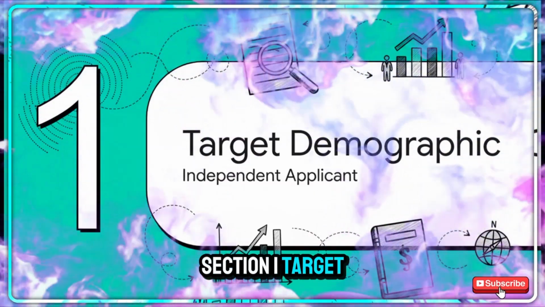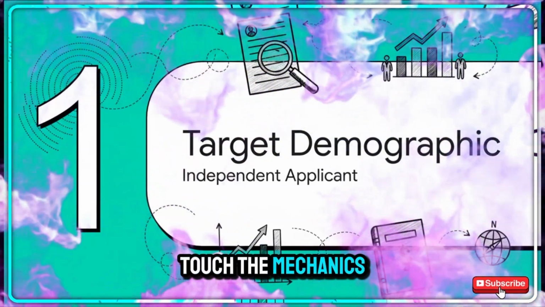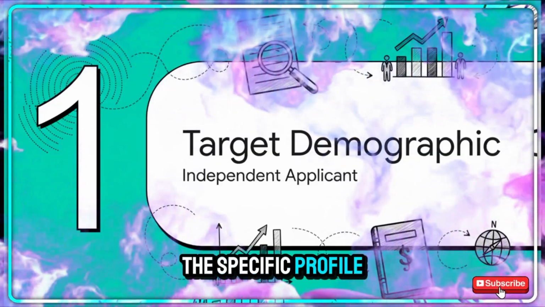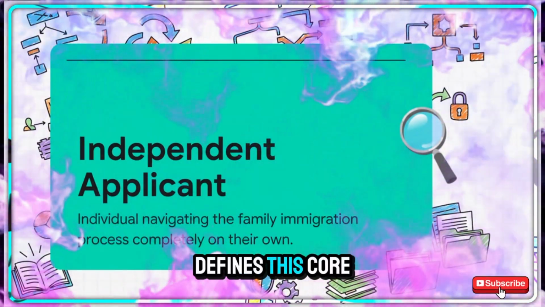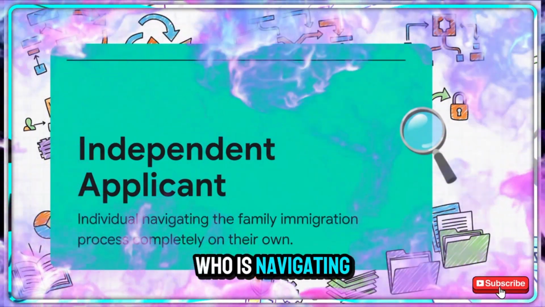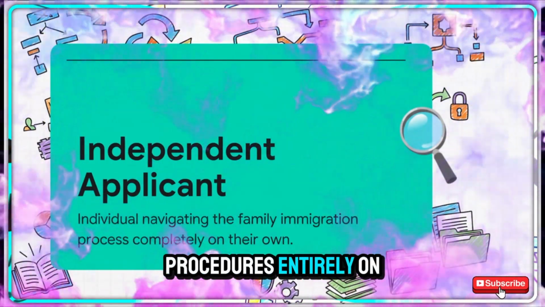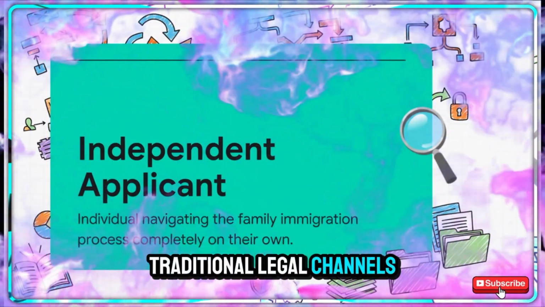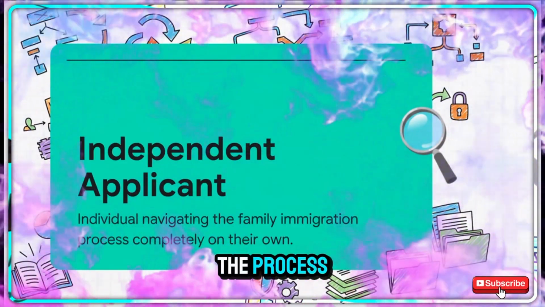Section 1. Target demographic analysis. Before we even touch the mechanics of the guides themselves, we absolutely have to understand the specific profile of the intended user. The expert report defines this core user as the independent applicant. This is someone who is navigating incredibly complex family-based legal procedures entirely on their own. They're intentionally trying to bypass traditional legal channels, usually to save money, or just retain personal control over the process.